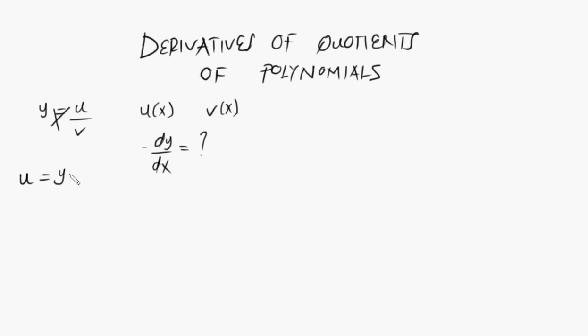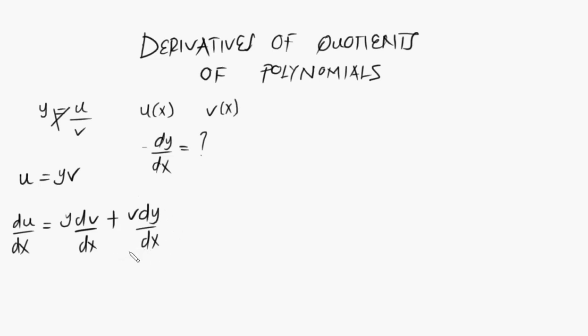equals y times v. Now this is like a product. u now is a product of y and v. So remember the product rule. du/dx is just equal to y dv/dx plus v dy/dx. This is from the product rule that we studied in the previous tutorials.